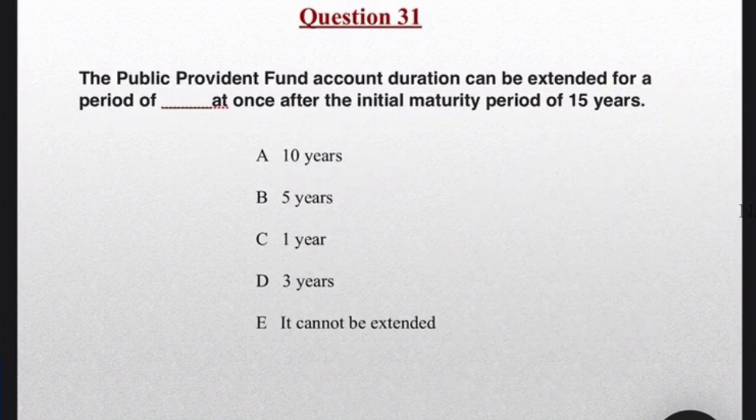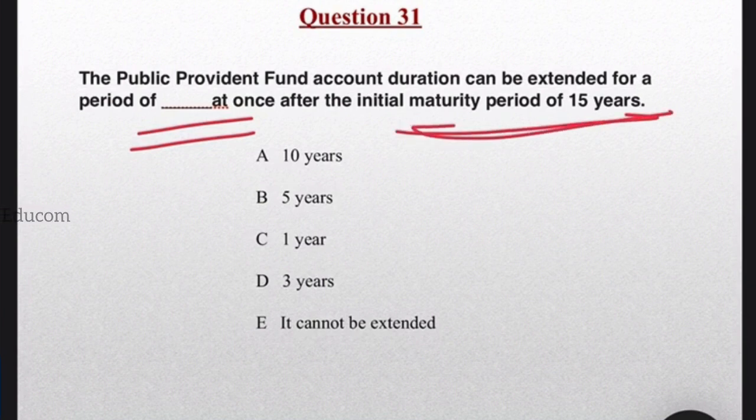Coming to the next question, the Public Provident Fund account duration can be extended for a period of dash at once after the initial maturity period of 15 years.